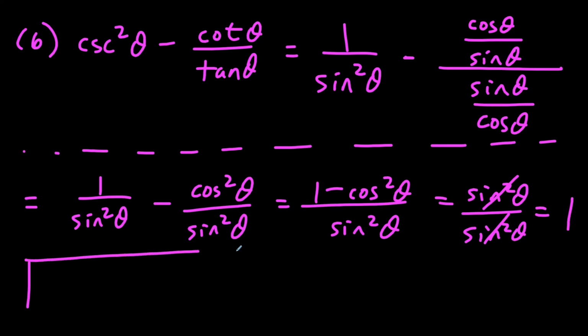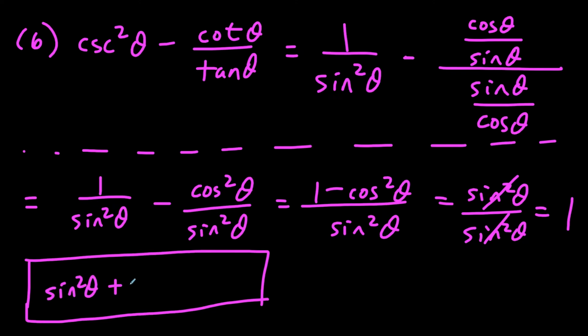But just know, where did I get that identity from? There's a famous identity that you have to know, that sine squared theta plus cosine squared theta is equal to 1. So anytime I see 1 minus cosine squared, I just say sine squared. And when I see 1 minus sine squared theta, that's just going to give us cosine squared.